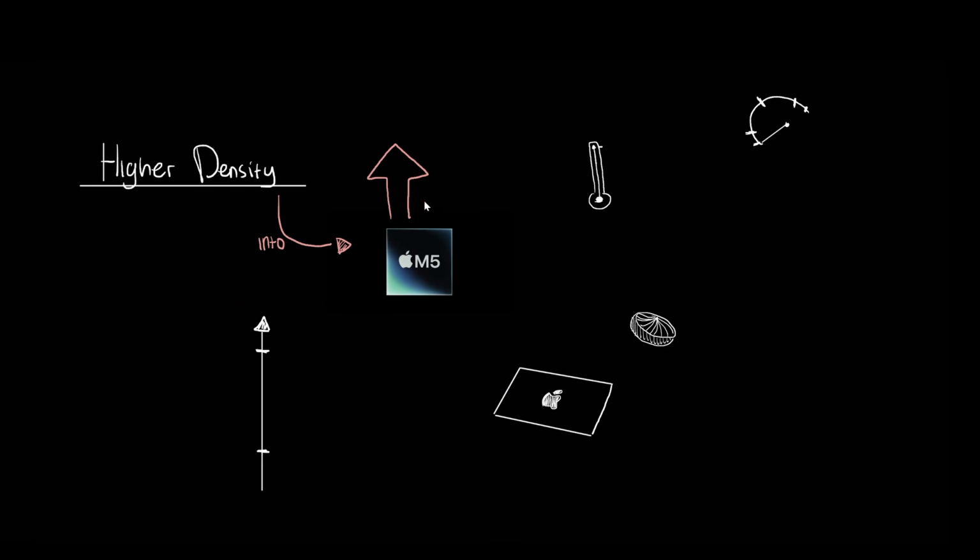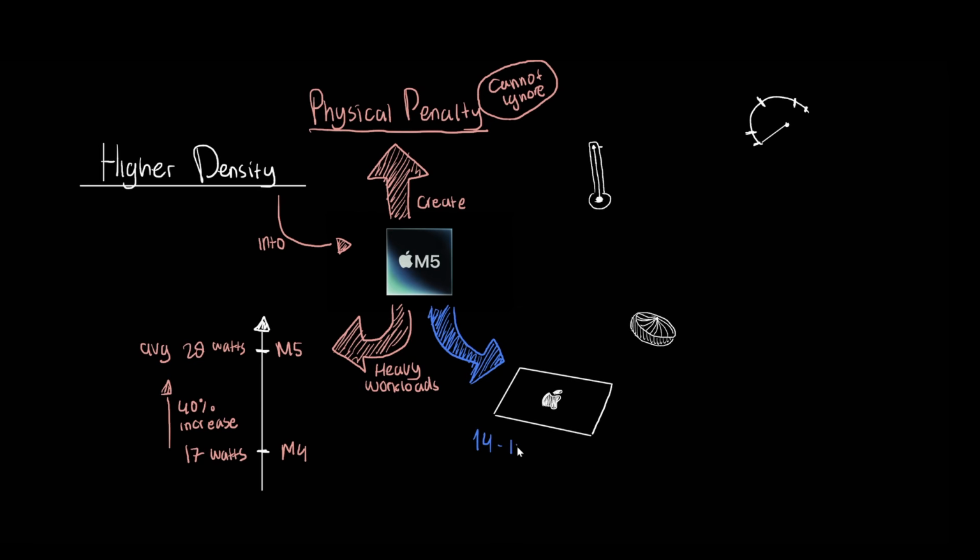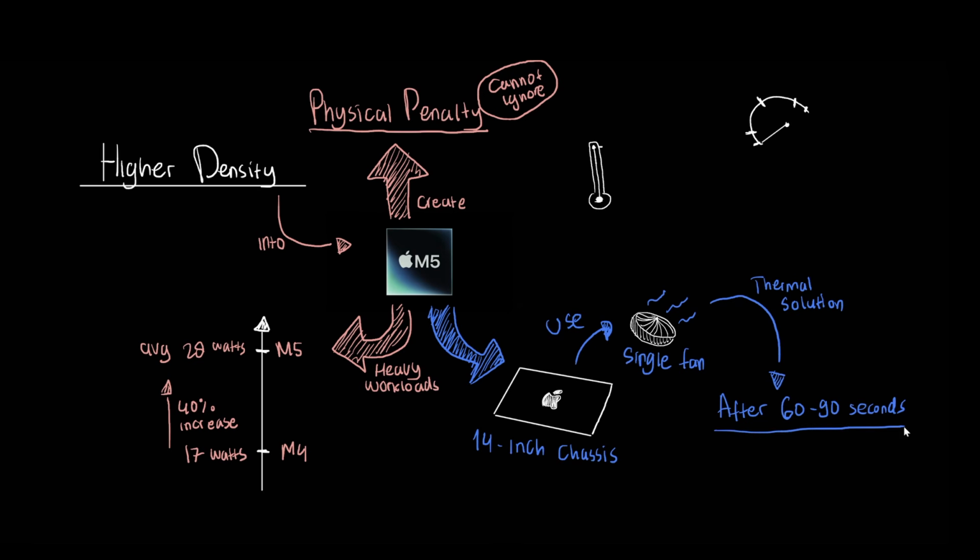However, packing this much density into the silicon creates a significant physical penalty that we cannot ignore. During heavy workloads, the M5 draws an average of 28 watts, which is a 40% increase over the M4's 17 watts. And since the 14-inch chassis retains a single fan cooling solution, the system hits thermal saturation after approximately 60 to 90 seconds. Once the heat exceeds the fan's ability to dissipate it, the chip is forced to throttle its speed.